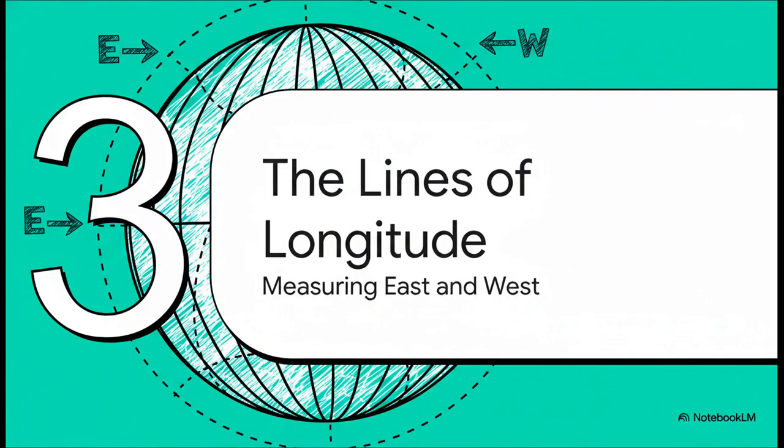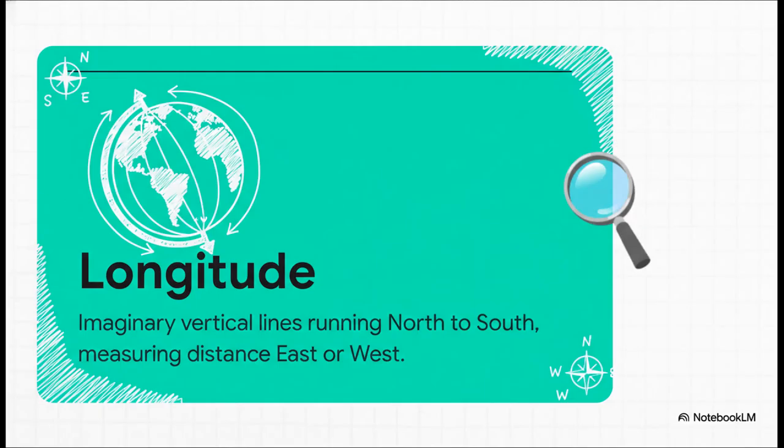Okay, so we've figured out how to measure north and south, but what about east and west? For that, we need our second set of lines to finish the grid, the lines of longitude. Now these lines are different. Instead of parallel hoops, think about the lines on an orange. They all meet up at the top and the bottom. Lines of longitude do the same thing. They run vertically from the North Pole all the way down to the South Pole, and their job is to measure distance east or west.